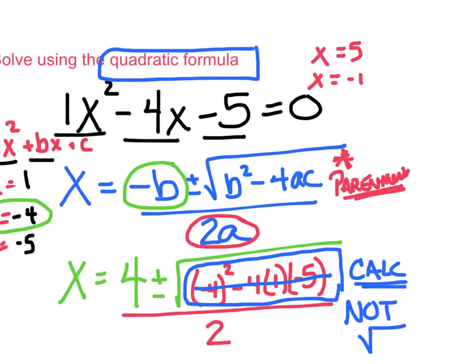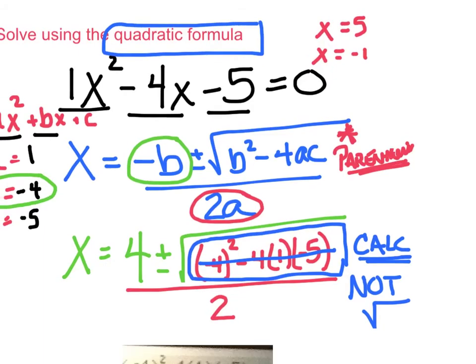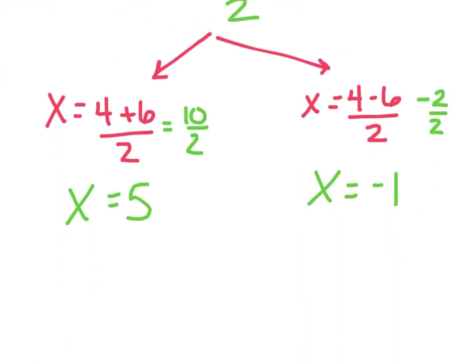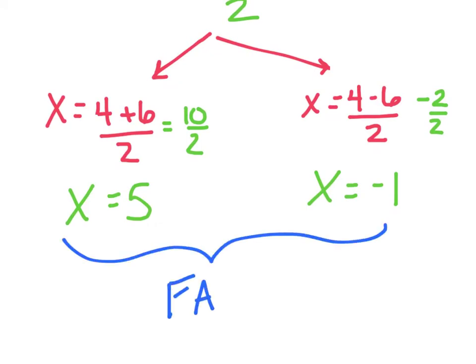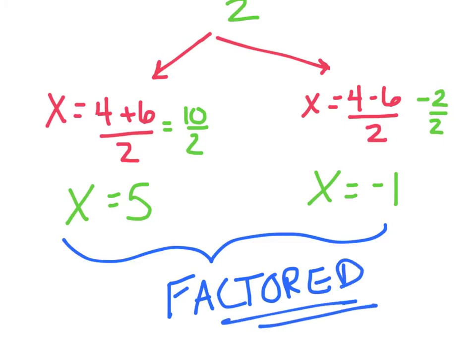Now, basically what that tells me is if I get 2 nice whole number answers like that, that tells me that the question could be factored. We're going to do a lot of questions that cannot be factored. But again, if I get 2 nice answers, that means I could have factored in the beginning.